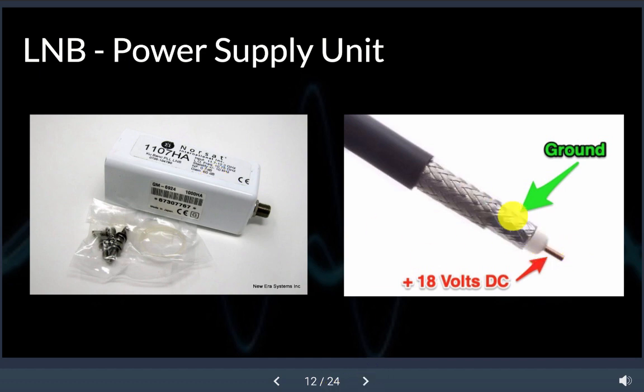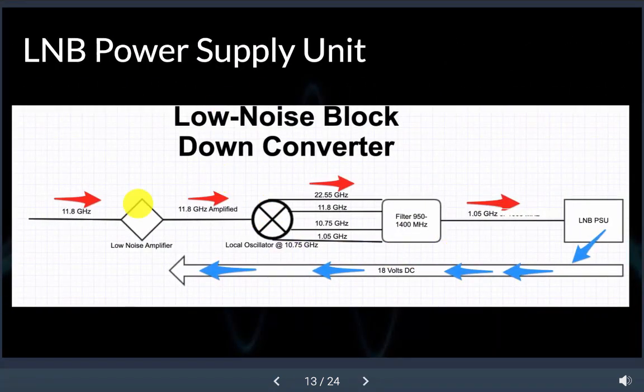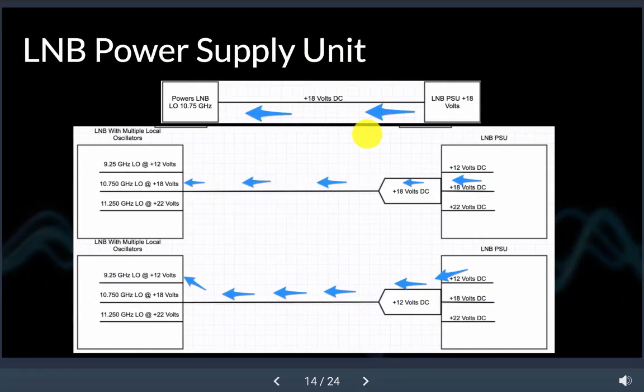So make sure that you let that power go through there in order to power that LMB. This is a real quick block diagram of what's going on. The red here shows the RF traveling this direction to the LMB power supply unit, and then the LMB power supply unit providing that 18 volts in order to power that LMB. So that was a very simplified version, and that is kind of displayed up here on top.